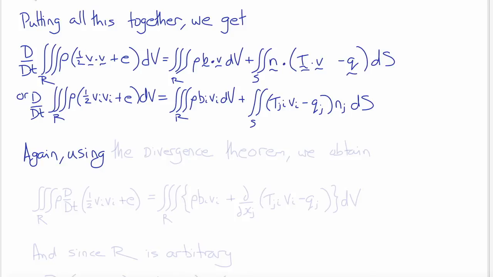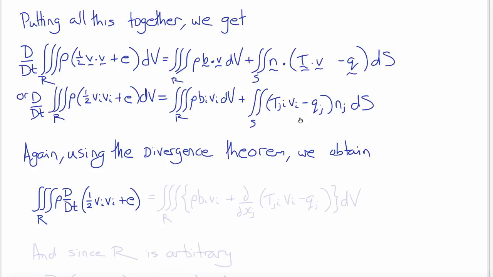So now, again, using the divergence theorem to turn this surface integral into a volume integral, we obtain that the volume integral over R of rho times the material time derivative of 1/2 Vi Vi plus E is equal to the volume integral over R of rho times Bi Vi plus del/del xj of Tji Vi minus Qj integrated with respect to volume.